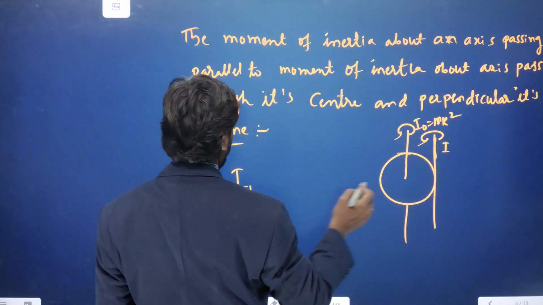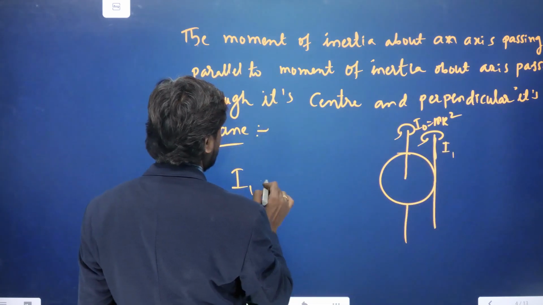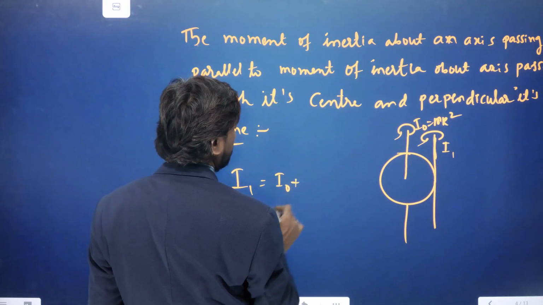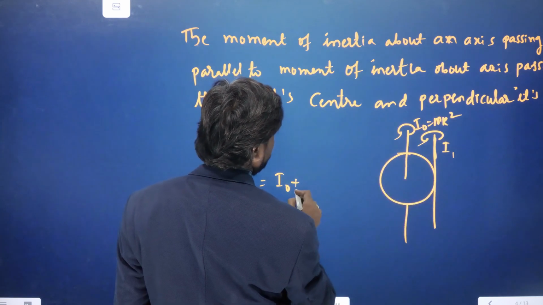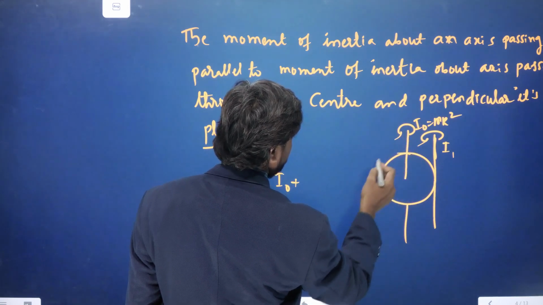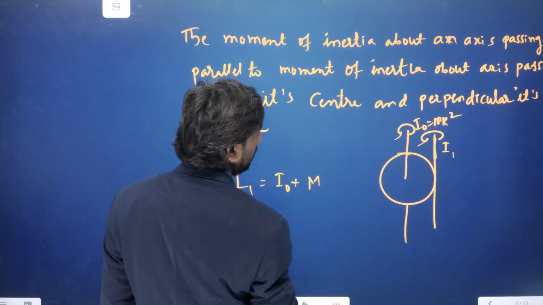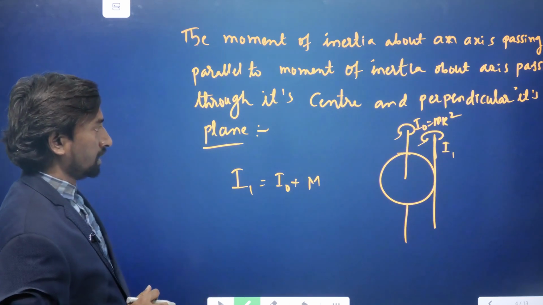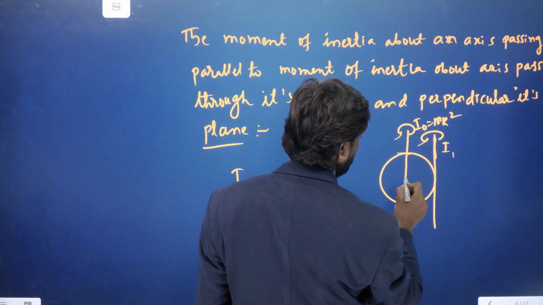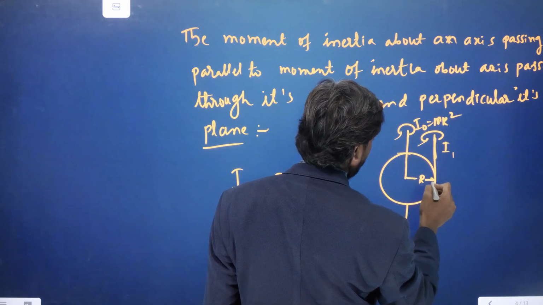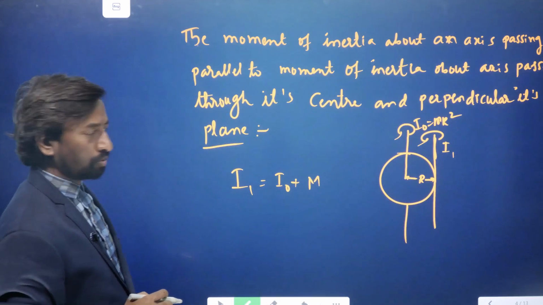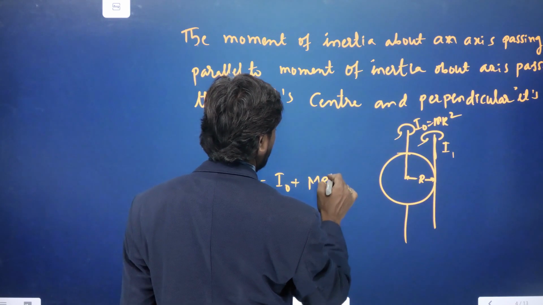The moment of inertia about this axis, let us consider I1, is equal to I0 plus the mass of the ring m times the square of the perpendicular distance. The distance between the two axes is the radius r only. So we can write m into r square.